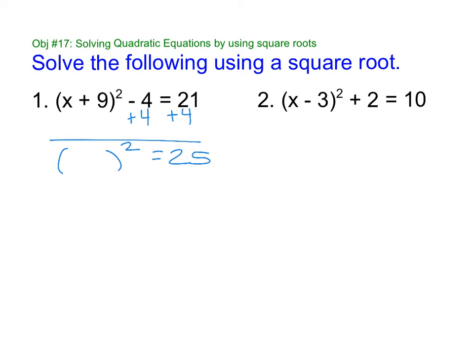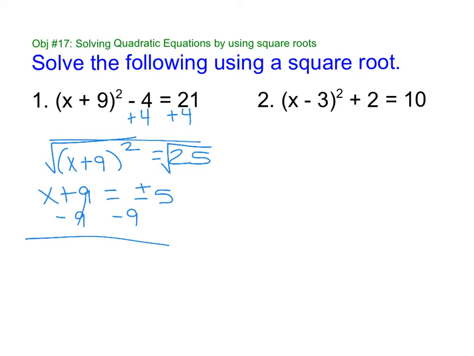Once our parentheses squared is alone, we're going to do the inverse of squaring something. What's the opposite of squaring a number? We square root it. So we get x plus 9 equals the square root of 25, which is 5. But what do we have to put in front of it? Plus and minus. So then we subtract 9 on both sides. But remember that minus 9 has to go in front. Negative 9 plus or minus 5. So then we're going to figure out our two final answers. So remember, we look at the top.